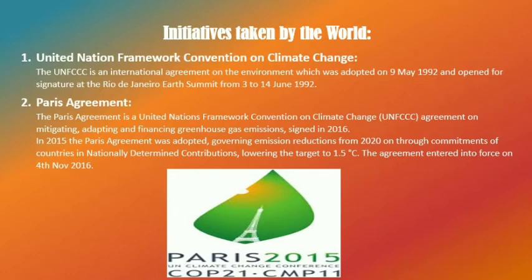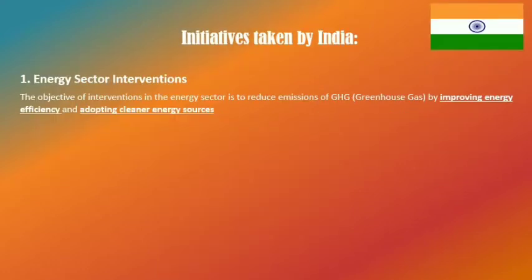Now we are going to discuss what initiatives India has taken. The first is energy sector intervention. The objective of this intervention in the energy sector is to reduce emission of greenhouse gases by improving energy efficiency and adopting cleaner energy sources. And the second initiative which India has taken is the International Solar Alliance.